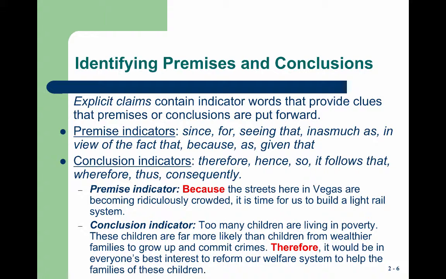Too many children are living in poverty. That's one reason we should reform the welfare system. The next reason is these children are far more likely than children from wealthier families to grow up and commit crimes. That's another reason we should reform the welfare system. So there are 2 premises and a conclusion.